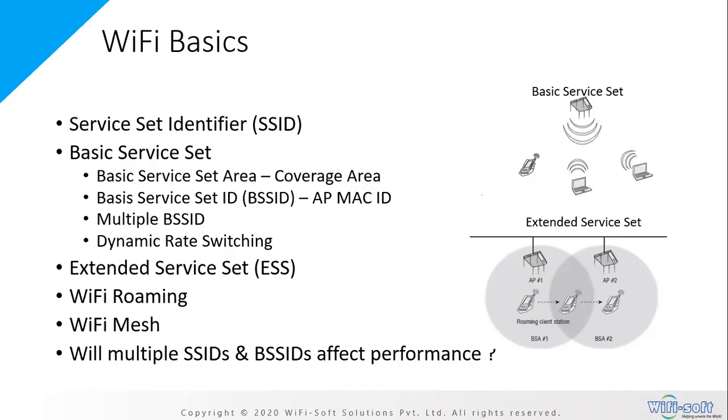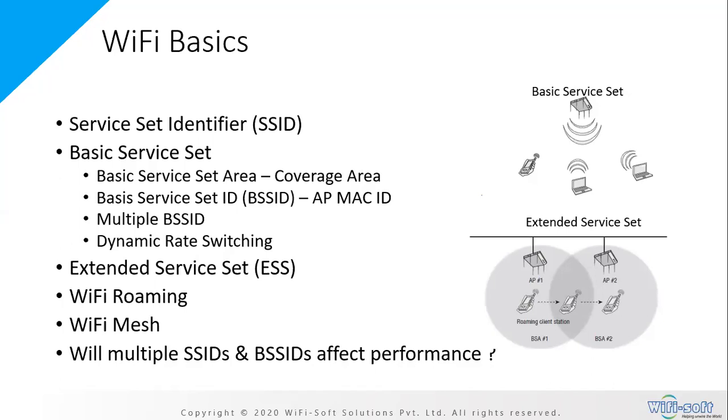Then there is a concept of extended service set. Now, what is an extended service set? Earlier in the diagram on the top, you saw that there's only one access point and multiple client devices, right? But when you have multiple access points connected with each other through a distribution medium, that is called an extended service set. So in the second diagram, you will see that there are two Wi-Fi access points connected through an Ethernet cable.